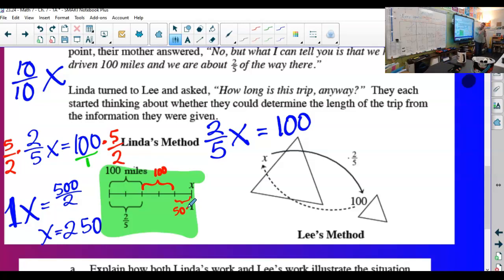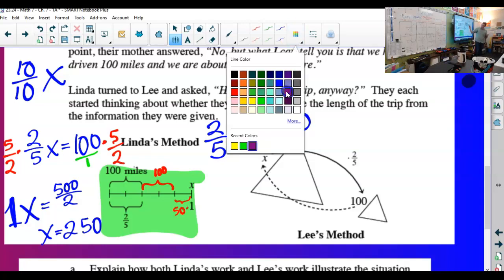Hey guys, what's 5 halves? What's another way to say 5 halves? If I have 5 halves of pizzas. 5 halves is 2 whole and a half. It's 2 and a half.